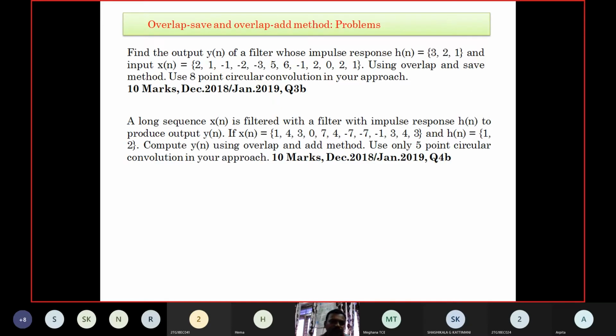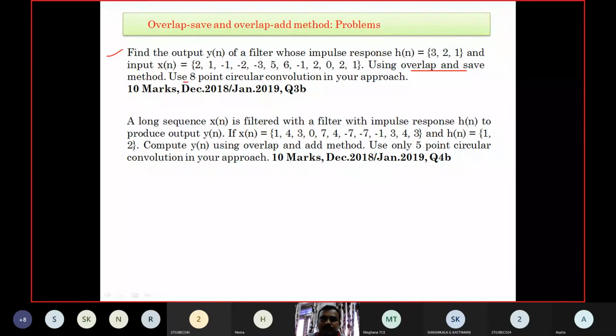So we have solved this problem for the given sequence. Find the output y of n of a filter whose impulse response is 3, 2, 1, and x of n is a long sequence like this: 2, 1, minus 1, minus 2, minus 3, 5, 6, minus 1, 2, 0, 2, 1, by using the overlap and save method.